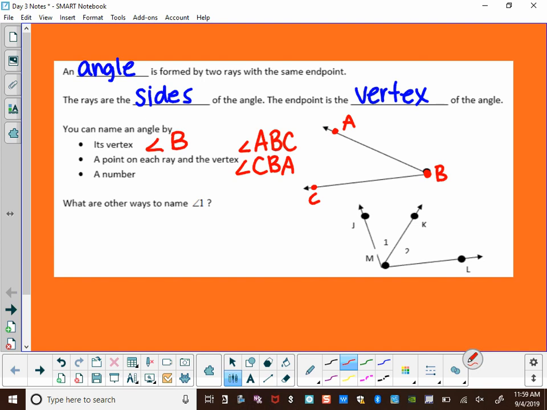I can absolutely not name this angle ACB because your vertex has to be in the middle. So your letter B has to be in the middle. If I go ACB, it doesn't even make sense. It doesn't even follow what this arrow is doing. Let's also assume that I have an arc here and the number 1. So I can also name this angle based on that arc. And I can write angle 1.